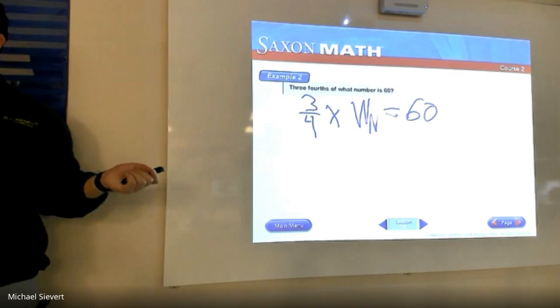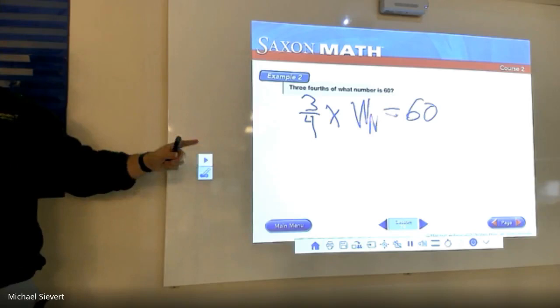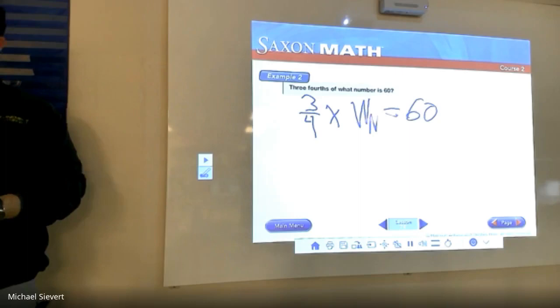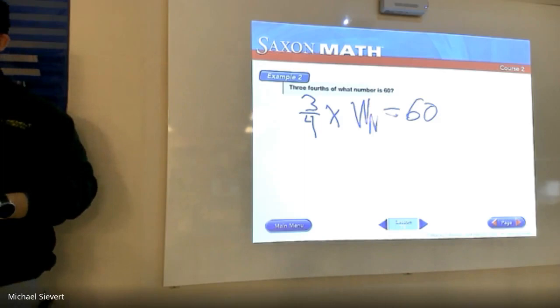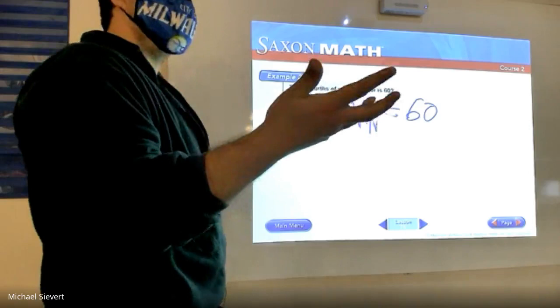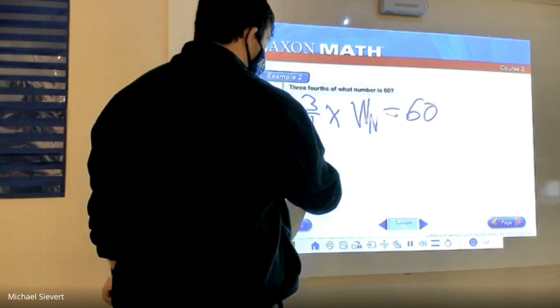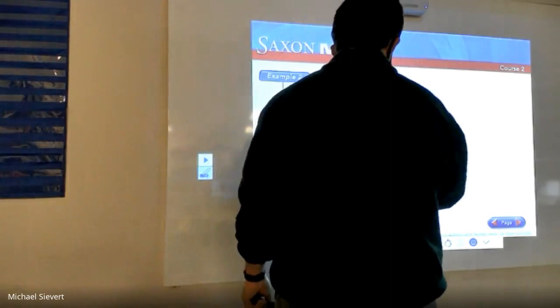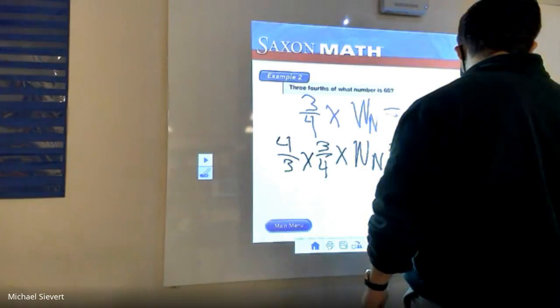Mixed number? No, not quite. Natalie? Multiply by what? Starts with an R. Some people can do this, I can't. Some can do it backwards, some people can do it forward. London? Yeah, you gotta find the reciprocal. So to get rid of this 3/4, you gotta multiply by its reciprocal, because that equals 1. You got 4/3 times 3/4 times Wn equals 60 times 4/3.